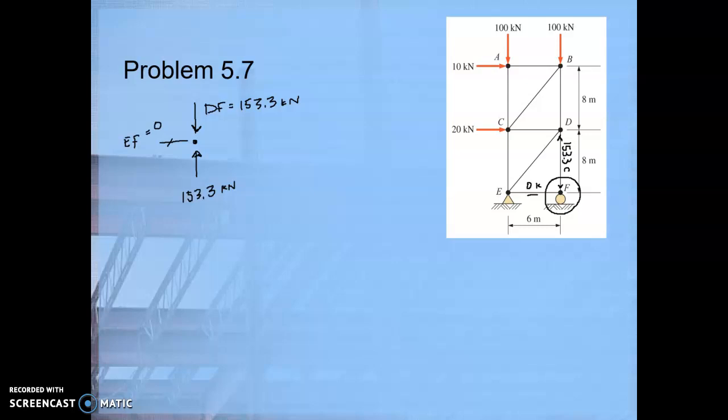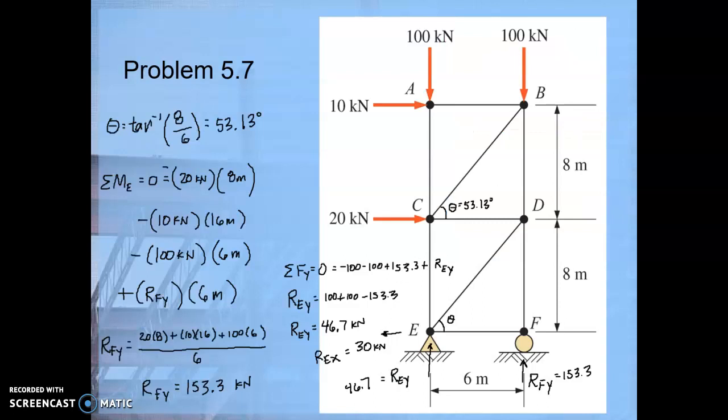Okay, welcome back to this statics video in which we are analyzing the truss in problem 5.7. So far we have found missing geometry. We found the angle that these diagonal braces make with the horizontal truss members of 53.13 degrees. And we found the reaction forces, the vertical reaction at F and the vertical and horizontal reactions at E.